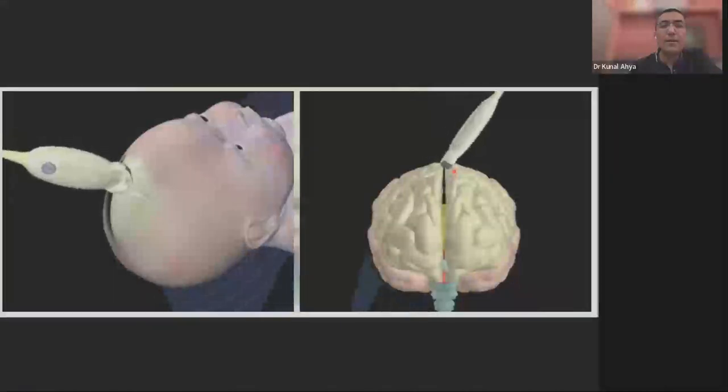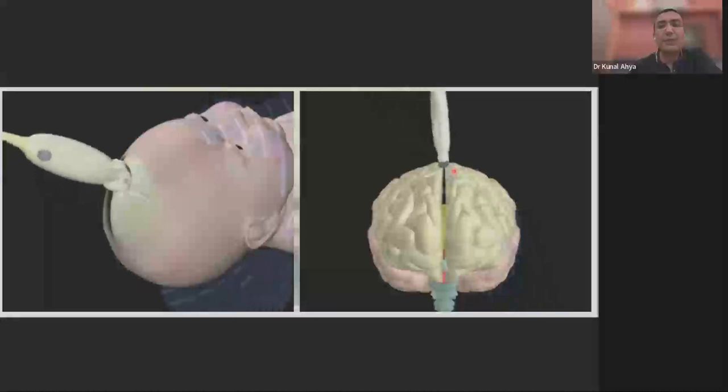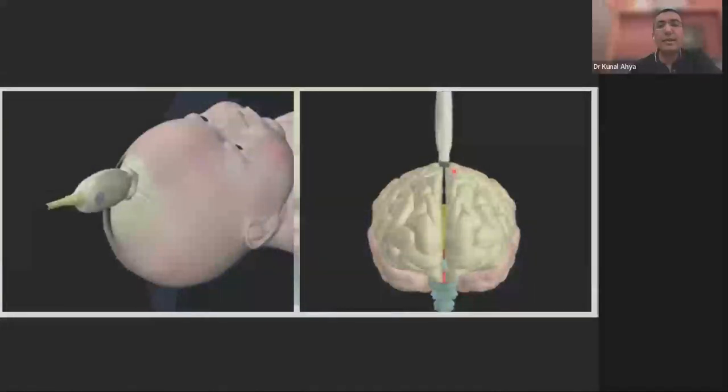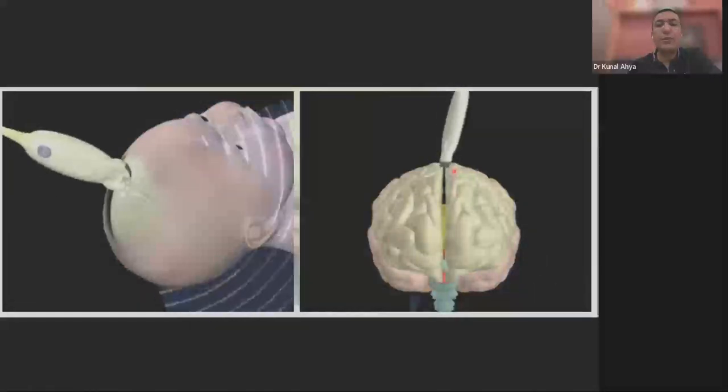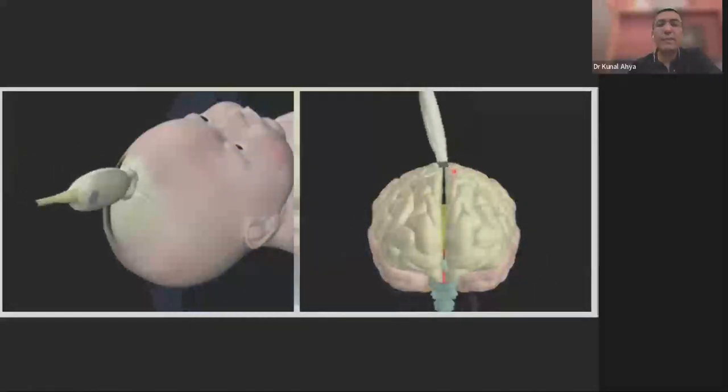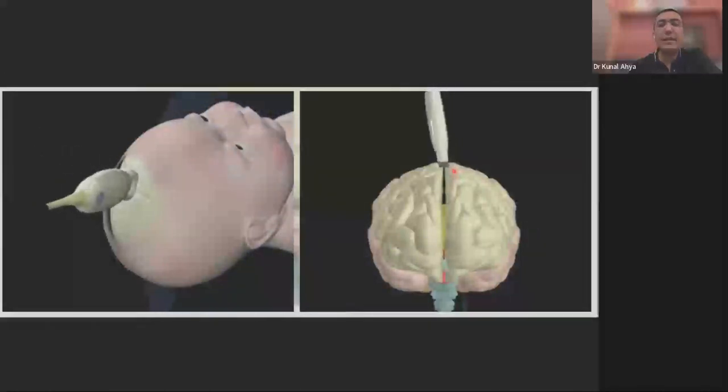Now what we can see is, so this was the fifth view. Again, when we move more posteriorly, we see cerebral cortex only. That is the sixth view. Now, from the coronal view, we will be moving our probe from the marker, which was on the right side of the baby, to the anterior side.